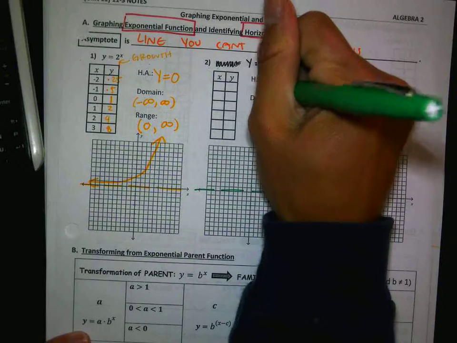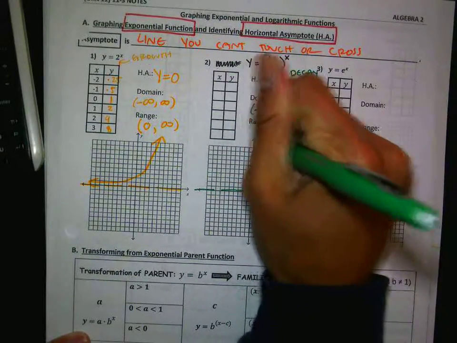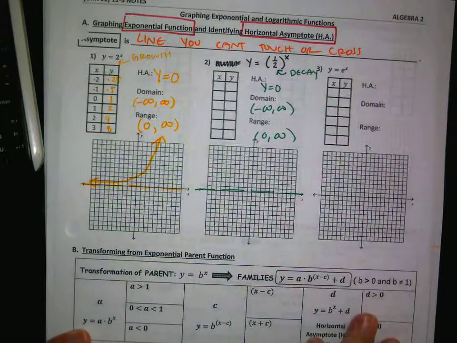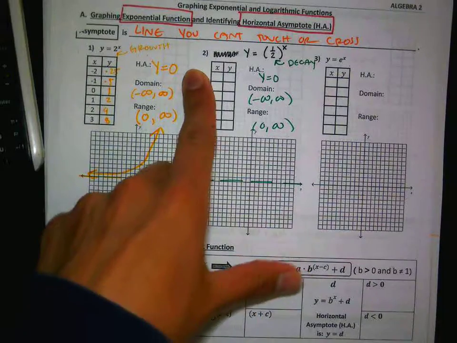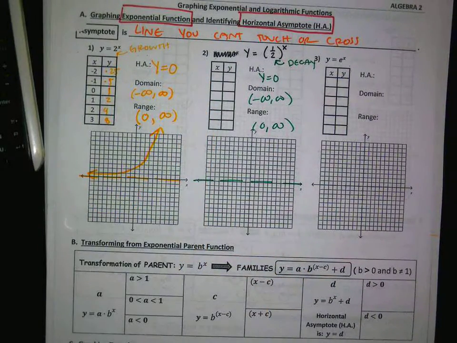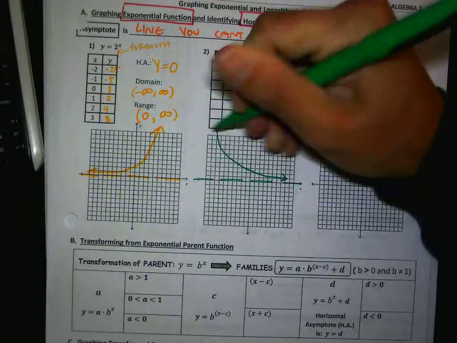So your asymptote is still going to be at y equals 0. Your domain is still going to stay the same, and your range is still going to stay the same. The only thing that's different is instead of my function growing, I need it to decay. So we are going to start big and get smaller.